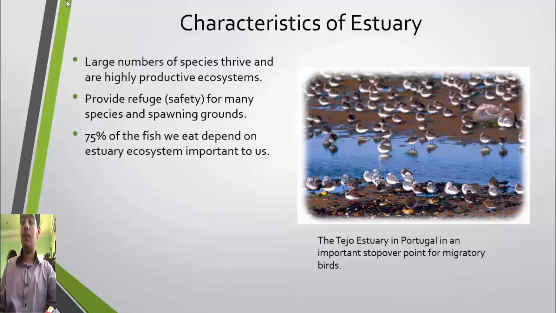75% of the fish we eat depends on estuary ecosystem partners. So that's why in the market we see a lot of fish. They want us to eat the fish. So those fish that they are bringing are coming from good water. Estuary water equals good water.